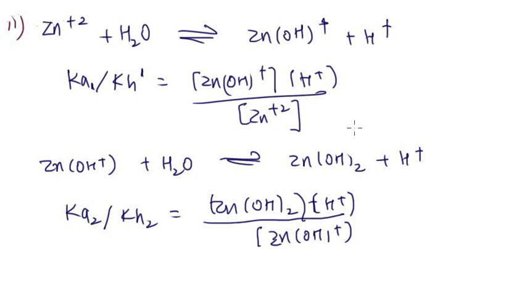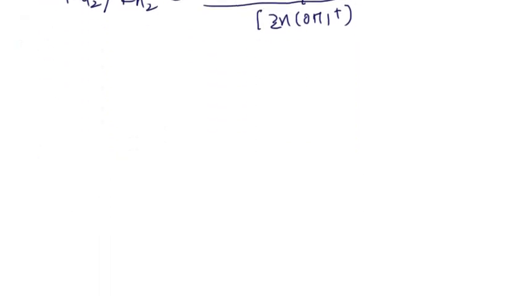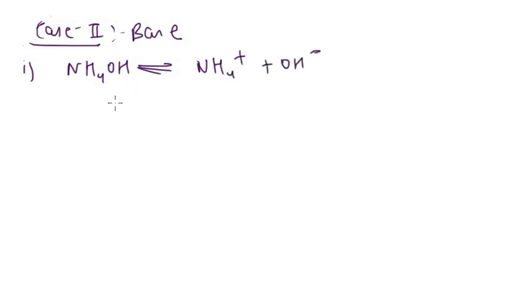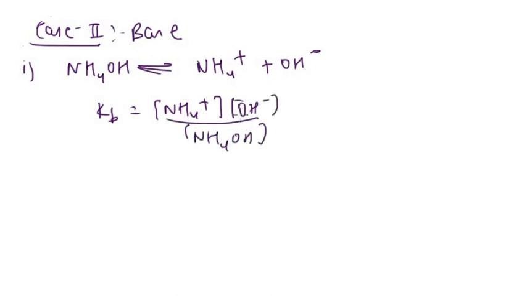So here we have seen the case of acids. Now we are going to briefly see the case of bases also. In case of bases, we write, for example, ammonium hydroxide NH4OH. When it dissolves, it dissociates into the ions NH4 positive and OH negative. So here we are using the term Kb, the dissociation constant for the base: NH4 positive times OH negative divided by NH4OH.